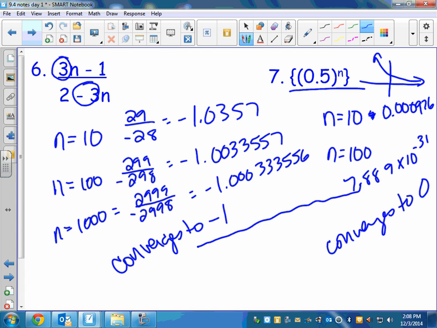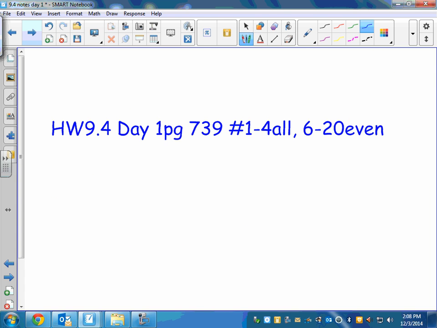Okay, that's it. Some of the work is kind of tedious tonight, but you're doing 1 through 4 all, 6 through 20 even. This is 9-4 day 1. We have 9-4 day 2 tomorrow, 9-5 day 1, 9-5 day 2, 9-6 day 1, 9-6 day 2. Where does that put us? 9-5, 9-5, 9-6, 9-6 review. I think we're having a test on the 12th.